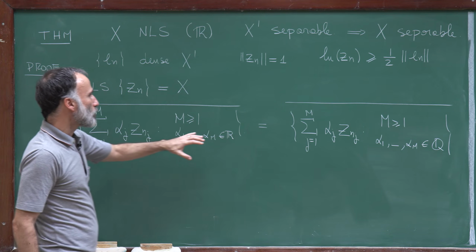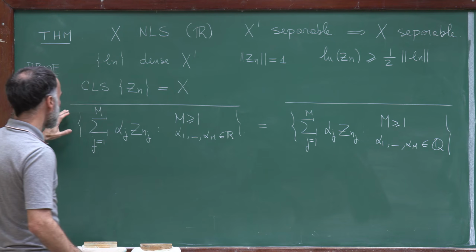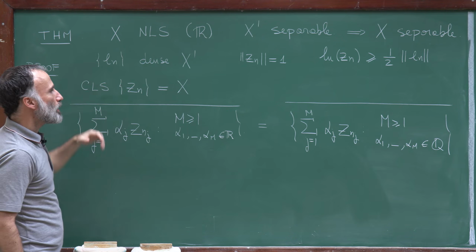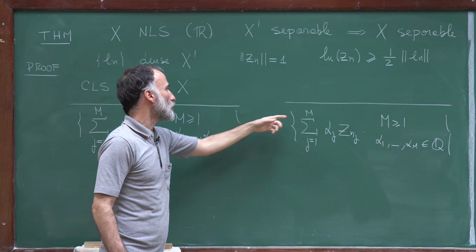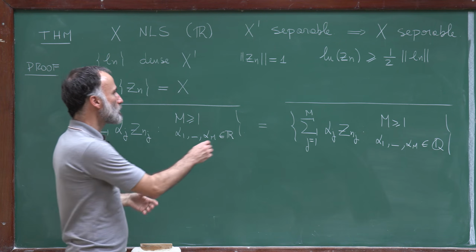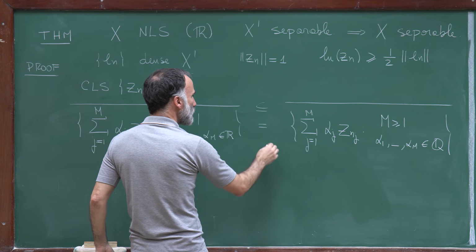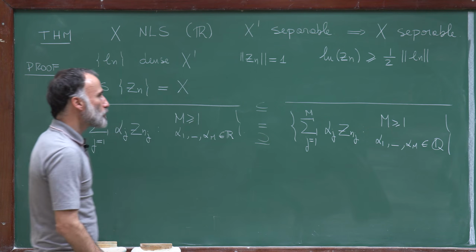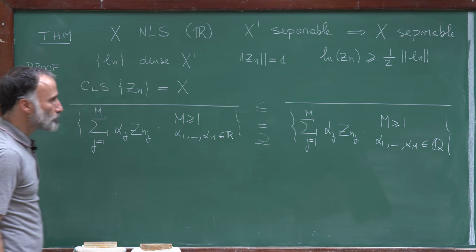So this means that the closure of that space contains this space without the closure, and therefore the closure contains also the closure because, well, this is a closed space. And so that proves this inequality, and the other inequality is obvious. So these two spaces are equal.